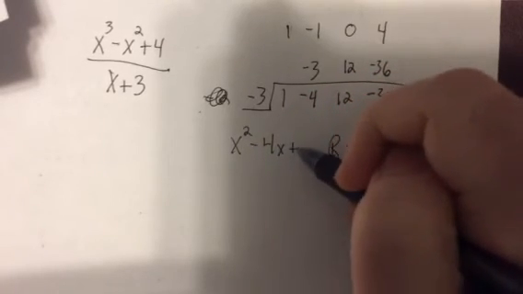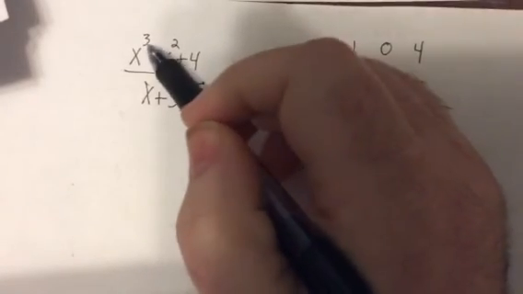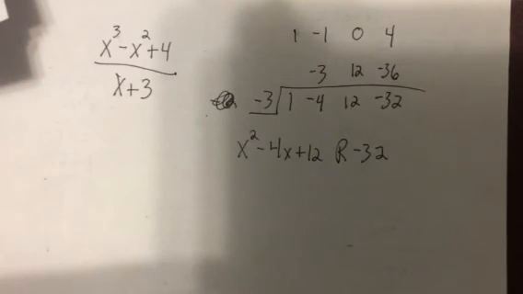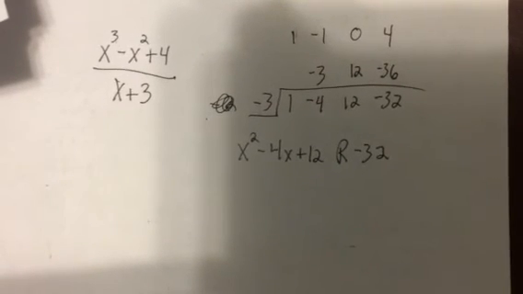Most of the time when you do this, the degree or the power goes down by 1 because you're breaking off a factor.